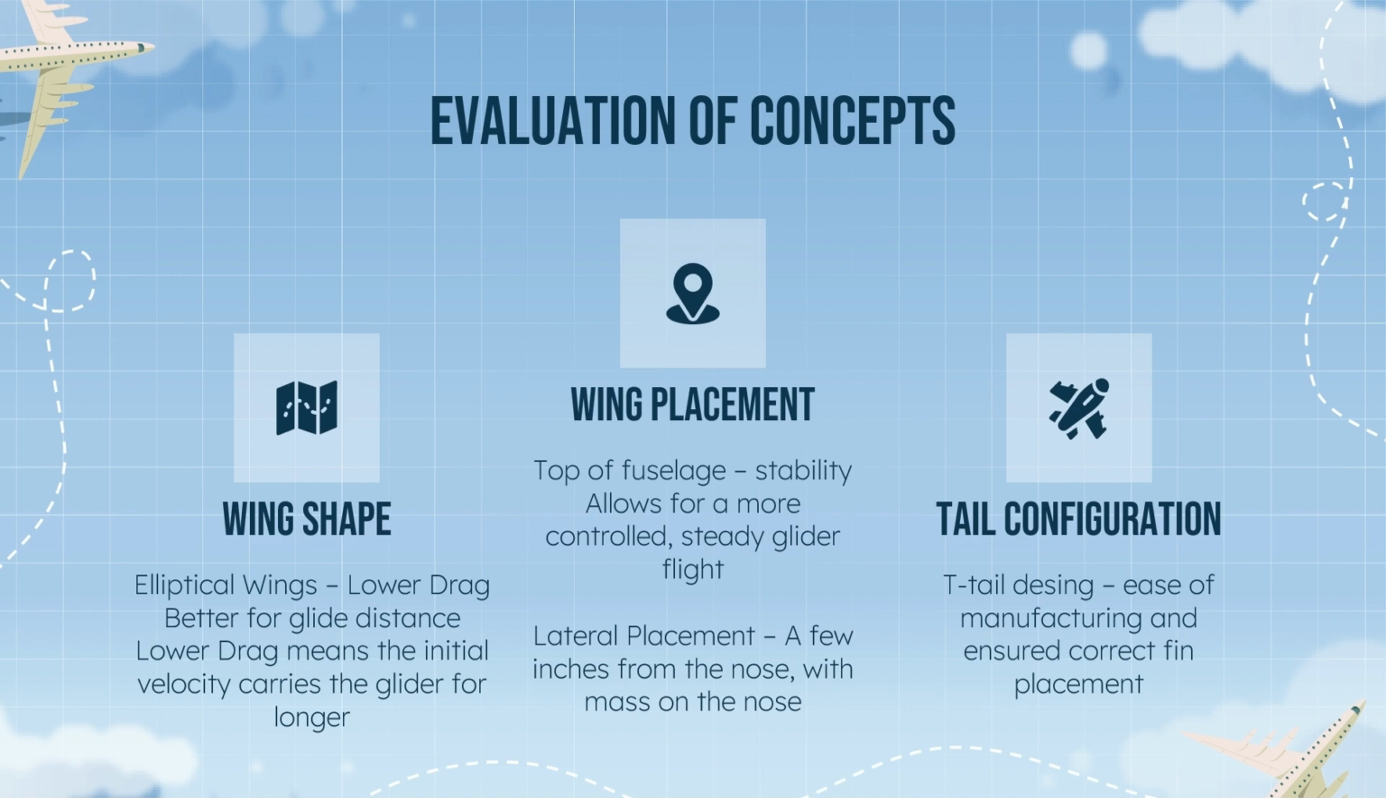stable, steady glider flight. Lateral placement a few inches from the nose, with mass on the nose. And the tail configuration, we decided to make a T-tail since it was easier to manufacture and we could ensure that we were placing the fins at correct angles and not skewed angles.